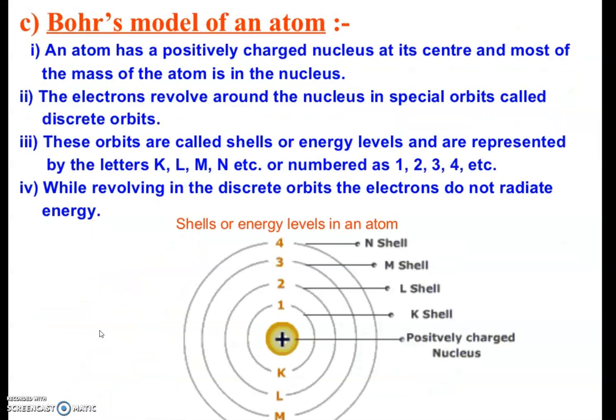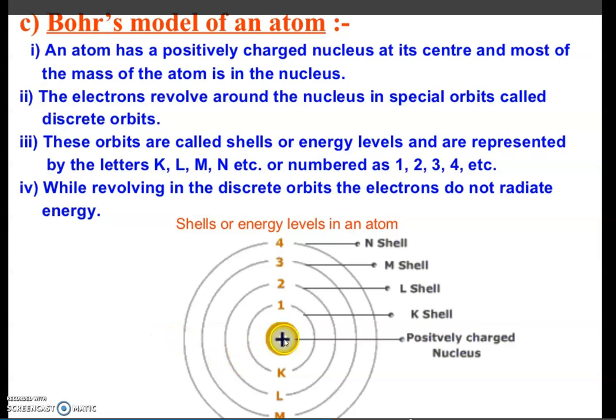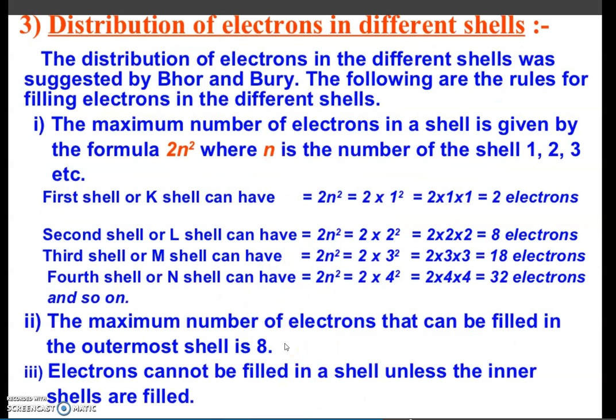The next model is the Bohr model of atom, Bohr's model. What are the postulates of Bohr's model? An atom has a positively charged nucleus at its center. Most of the mass of the atom is there in this nucleus. Electrons revolve around the nucleus. These orbits are known as discrete orbits. They are named K, L, M, N, with numbers 1, 2, 3, 4. Electrons do not radiate energy while revolving around the nucleus.